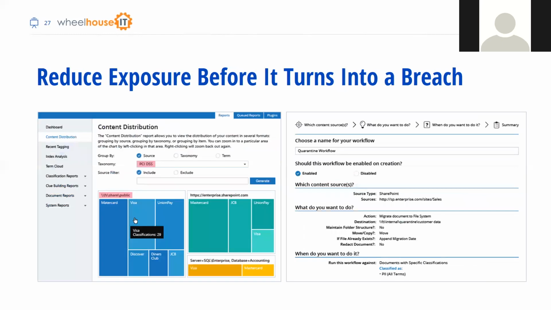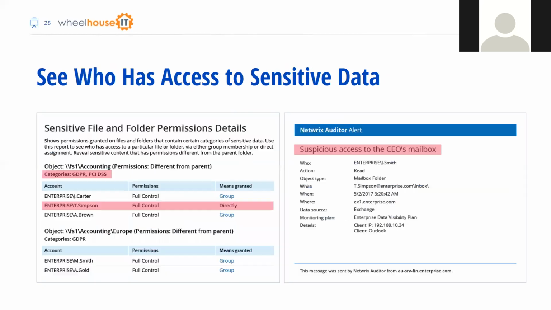When we're looking at reducing the exposure, all of a sudden now Wheelhouse has the opportunity to go crawl your data, see where any of your PCI or HIPAA information may lay, which public share it is on, or is it in a SQL server, wherever it might be. This gives them the ability to harden the information, workflow it to a secure location, or again, redact that information for you. Very, very important to reduce the exposure even before it turns into a breach.